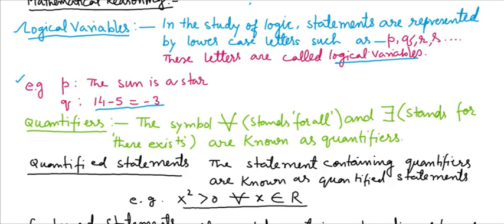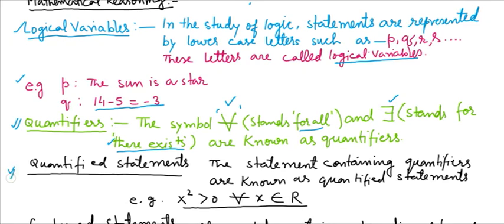Now, the second important point of this video, quantifiers. The symbol ∀ stands for all. This symbol is known as for all. And the symbol ∃ stands for there exists. These are known as quantifiers. Listen again, this symbol stands for all and this symbol stands for there exists, and they are known as quantifiers.